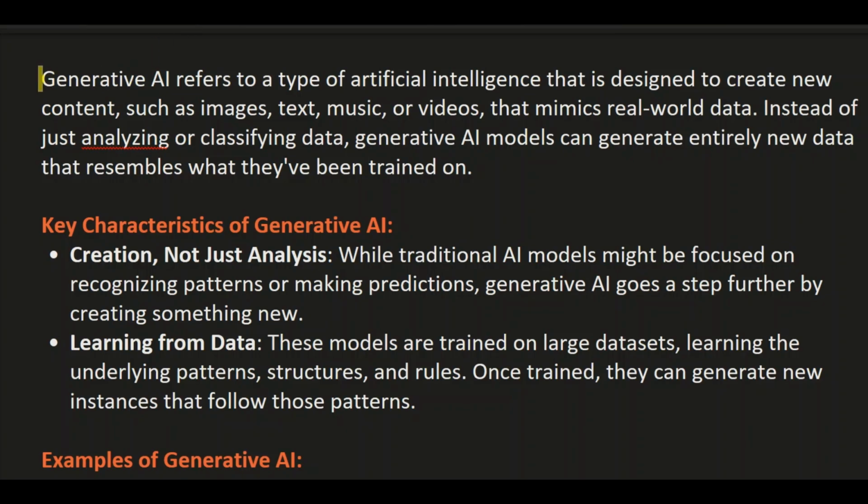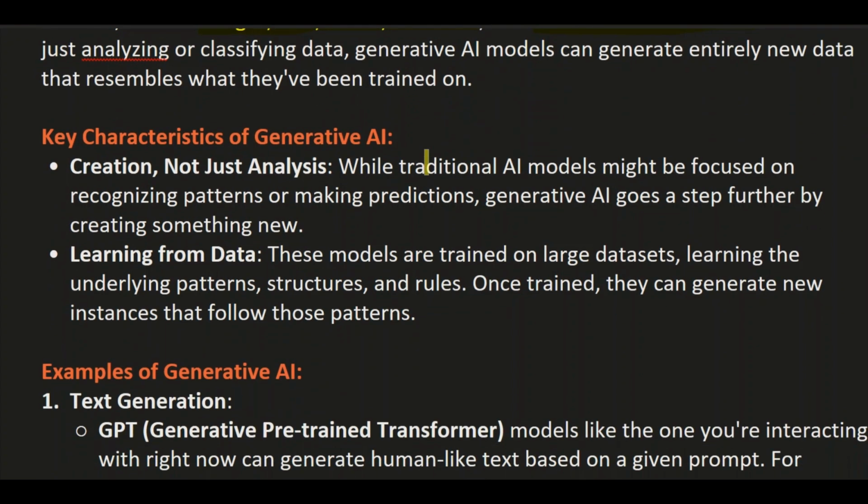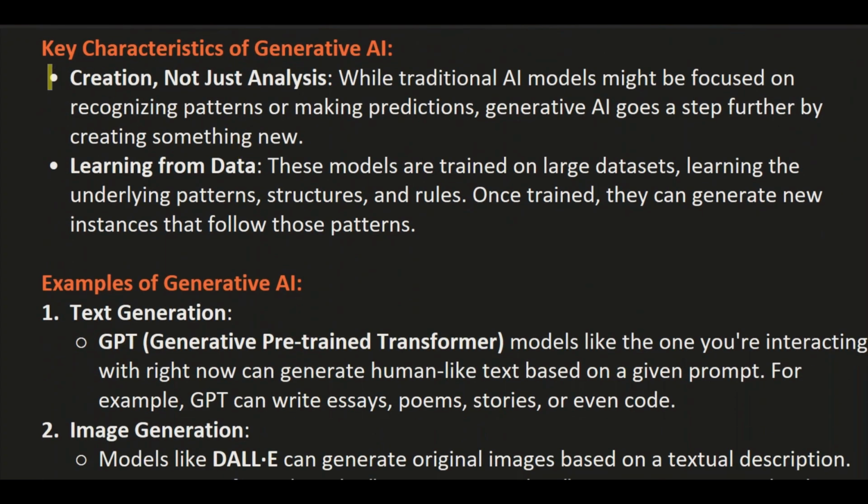Generative AI refers to a type of artificial intelligence that is designed to create new content, such as images, text, music, or videos, that mimics real-world data. Instead of just analyzing or classifying data, generative AI models can generate entirely new data that resembles what they've been trained on. Key characteristics of generative AI.